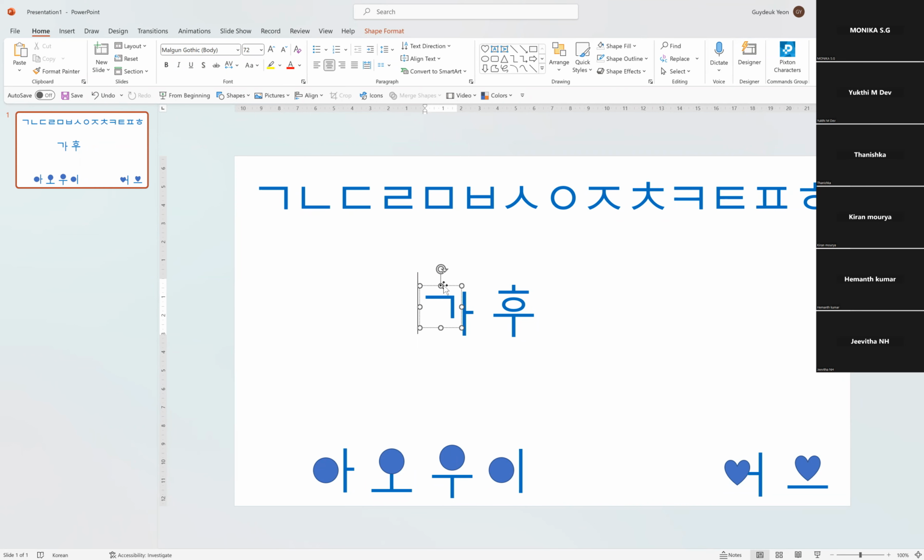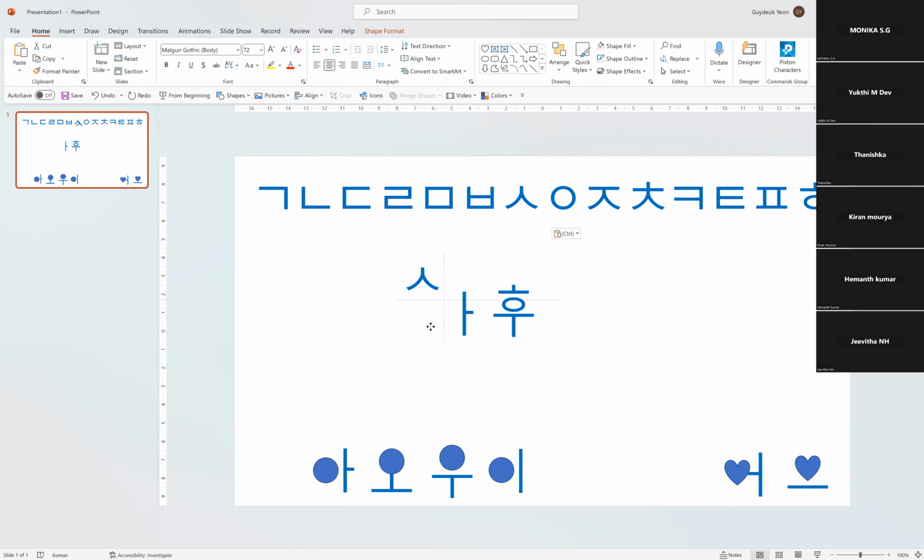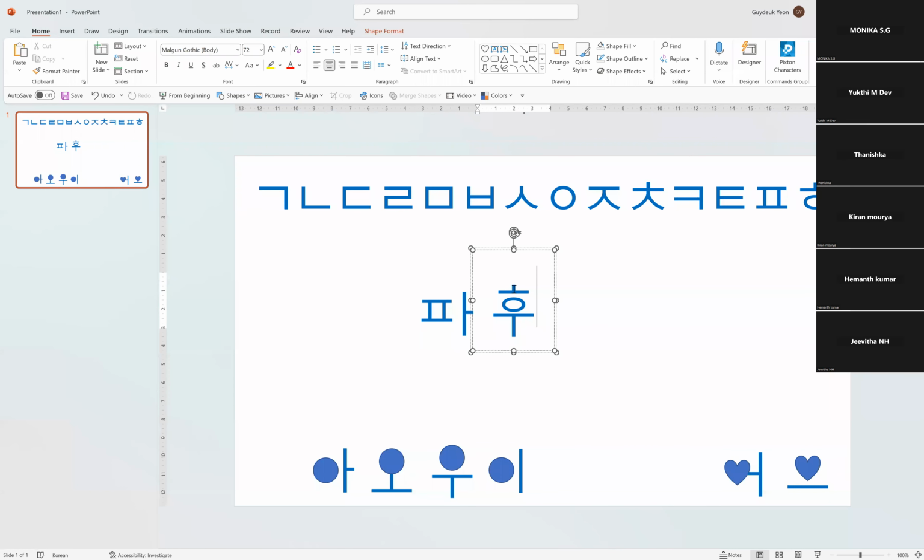And then we will take this. Sahu. Very good. S, this is always S. And this is always A. Sa. Again, H, this is always H. And then this is always a U. So hu. S-A, sahu. Very good. And let's see if we can read this. Tahu, very good, excellent.